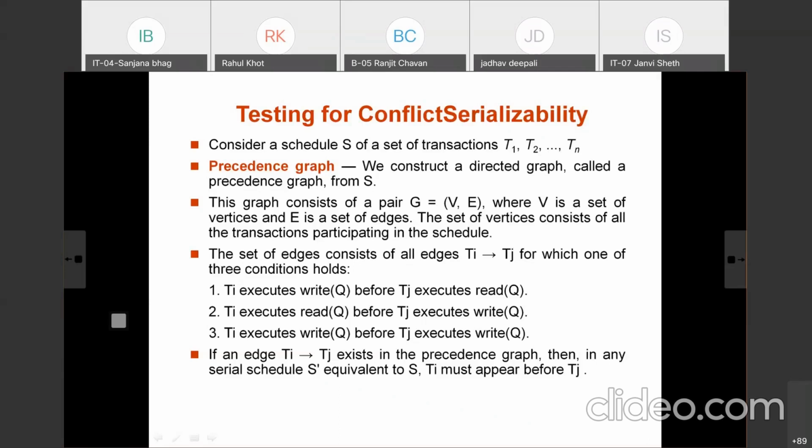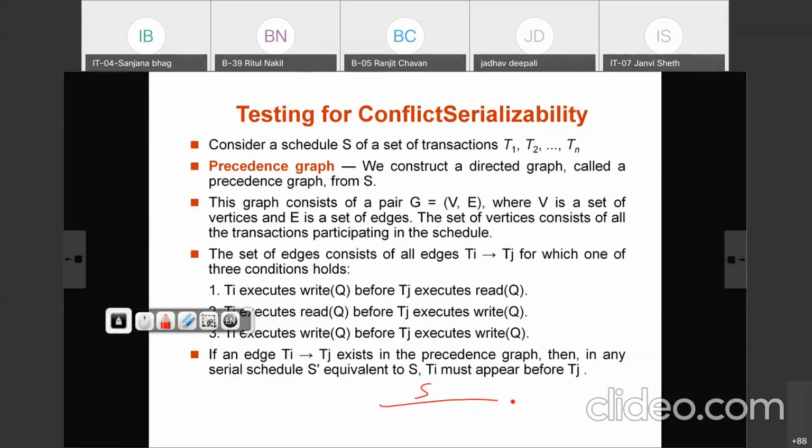The set of vertices is nothing but the number of transactions which participated in the schedule. Means if in a schedule there are 4 transactions T1, T2, T3 and T4, how many vertices are there? There are 4 vertices: T1, T2, T3 and T4. Is the first statement clear?